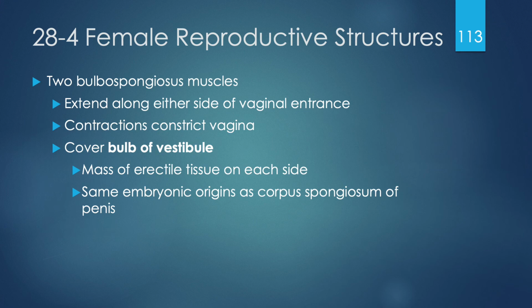On either side of the vaginal entrance, there are 2 bulbospongiosus muscles, and these contractions will constrict the vagina and cover the bulb of the vestibule. So this is effectively a mass of erectile tissue that's on each side, and it has the same embryonic origins as the corpus spongiosum of the penis. So basically what this means is the corpus spongiosum would not be able to develop in males if this specific tissue did not also exist in females, because they both arise from the same embryonic tissue.